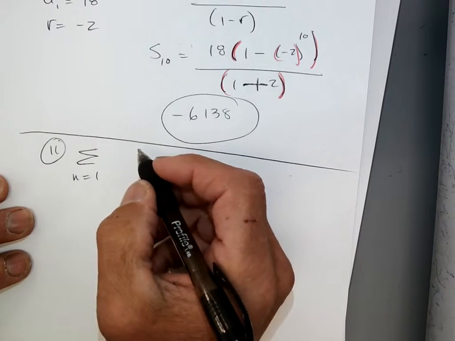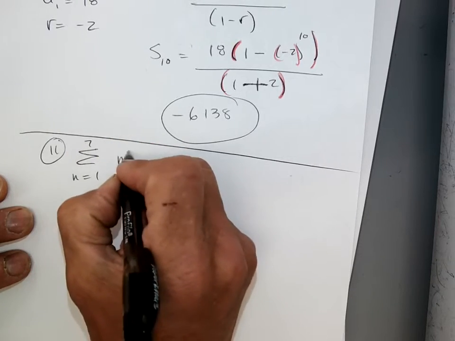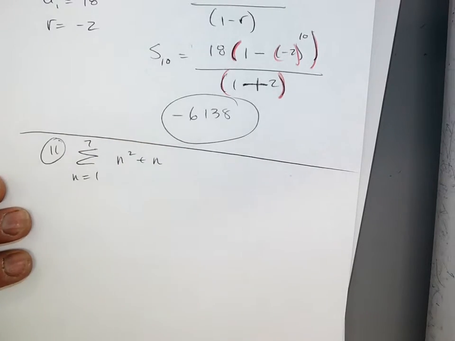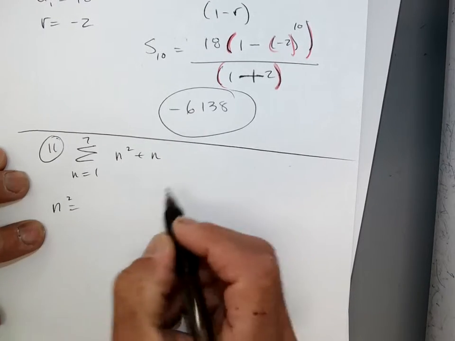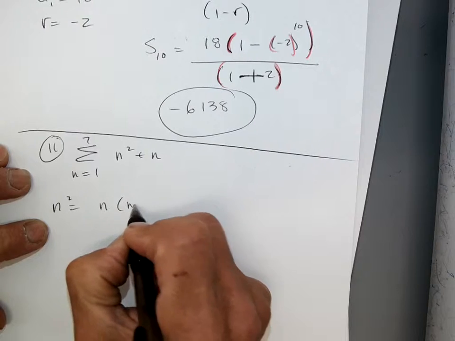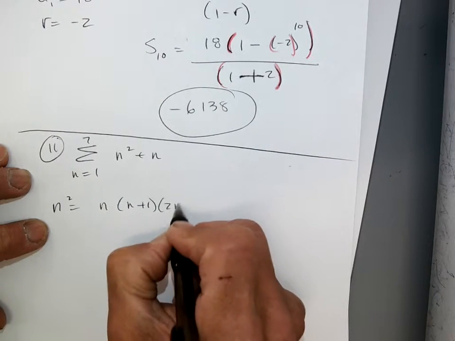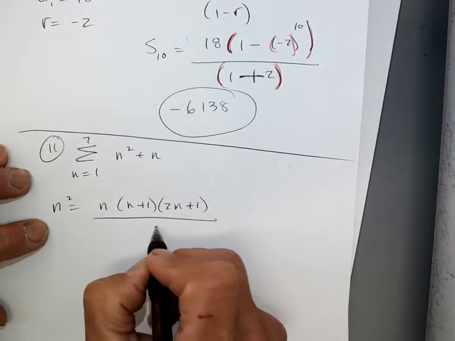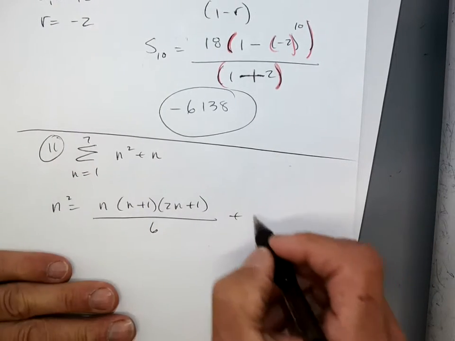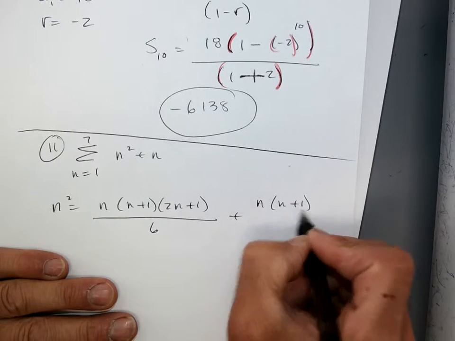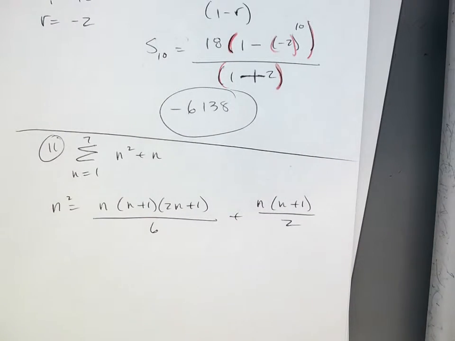Okay. 11. N squared plus n, okay? All right, need a formula. The n squared formula was n times n plus 1 times 2n plus 1 over 6. The n formula is just the formula we already have. It's n times n plus 1 divided by 2. That's your n formula, okay? You already know that formula, but I thought I'd put it down anyway. You can put that in your notes if you want to.